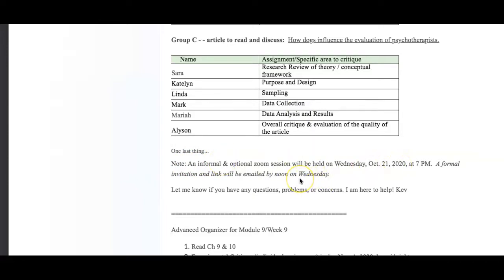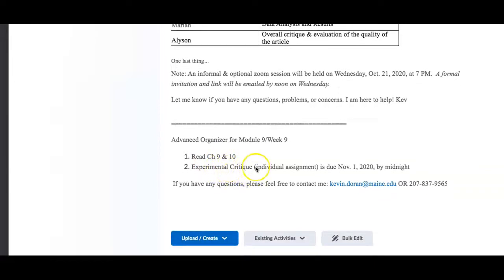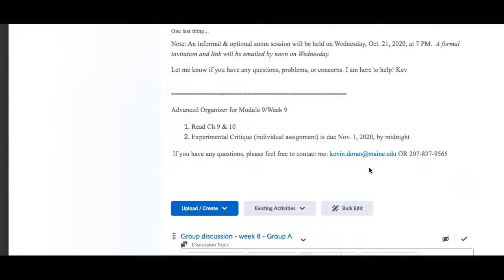I'll send out a link on Wednesday by noon. So if you have any questions on this, please let me know. Advanced organizer for the following week: read chapters 9 and 10. And then at the end of week number 9, the experimental critique will be due. And once again, I'll have more information on that.